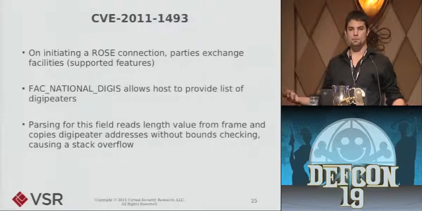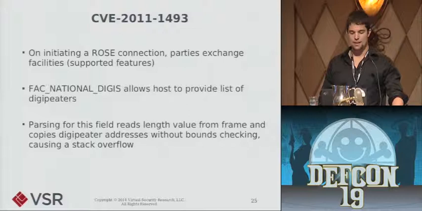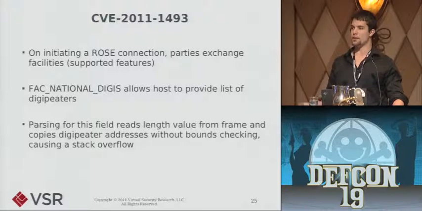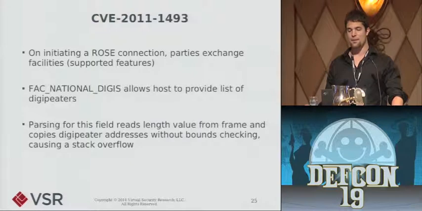So when two hosts issue a connection to each other using ROSE, they exchange what are known as facilities. And this is sort of just a list of supported features for that connection. And one of these facilities, FAC National Digis, allows one host to give the other host a list of digipeaters just so it can figure out its routing stuff. And in the Linux kernel implementation, I noticed that when they went to parse this particular field in the ROSE frame, they read this length value directly from the frame and copied all this digipeater data without any bounds checking into a statically sized buffer on the kernel stack.